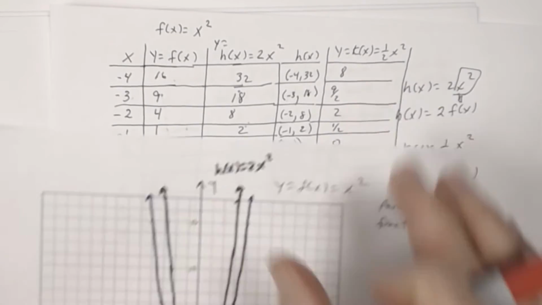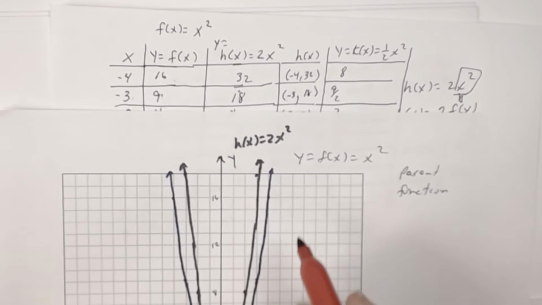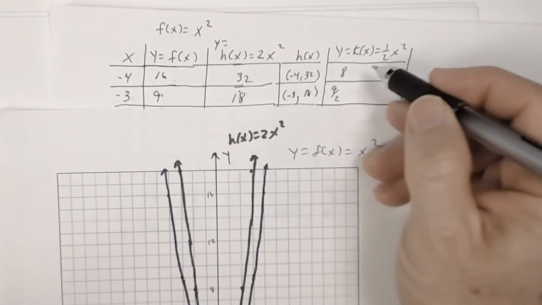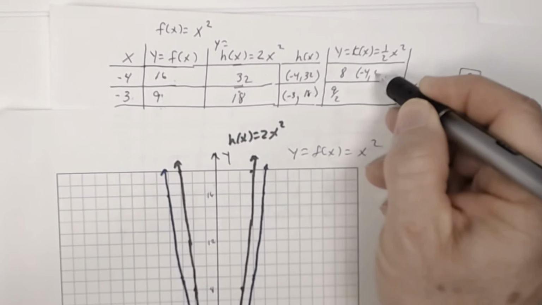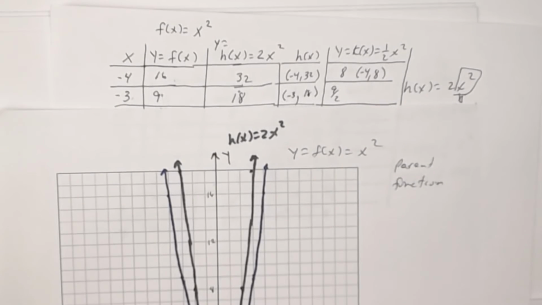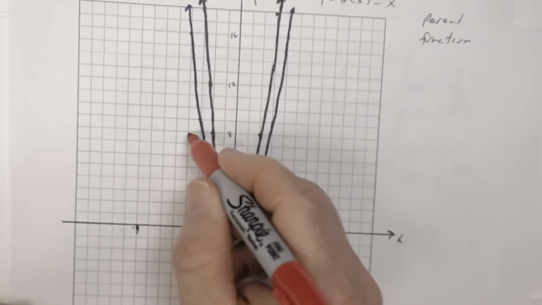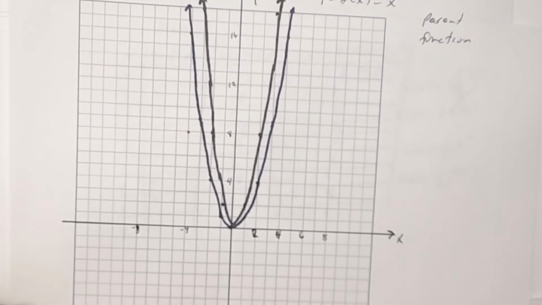What about for 1/2 x squared? All right, let's plot some points. So I have negative 4, 8, right? Negative 4, 8. So I plot that point, I get this. Negative 4, 8 is here. Okay? Right here.